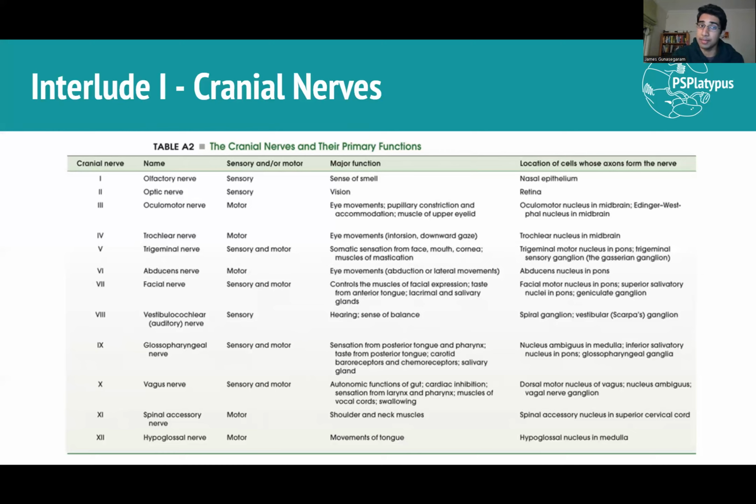And so they're pretty easy to remember. The ones that are more complex and more difficult, the ones that you should probably focus on most, are trigeminal, facial, and vagus, and to a lesser extent the glossopharyngeal nerve, because that's also a little bit tricky. It's a bit less high yield though.